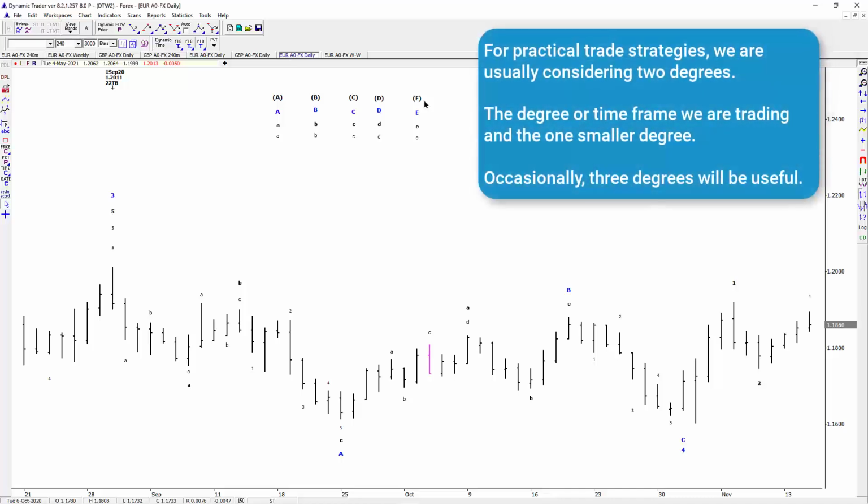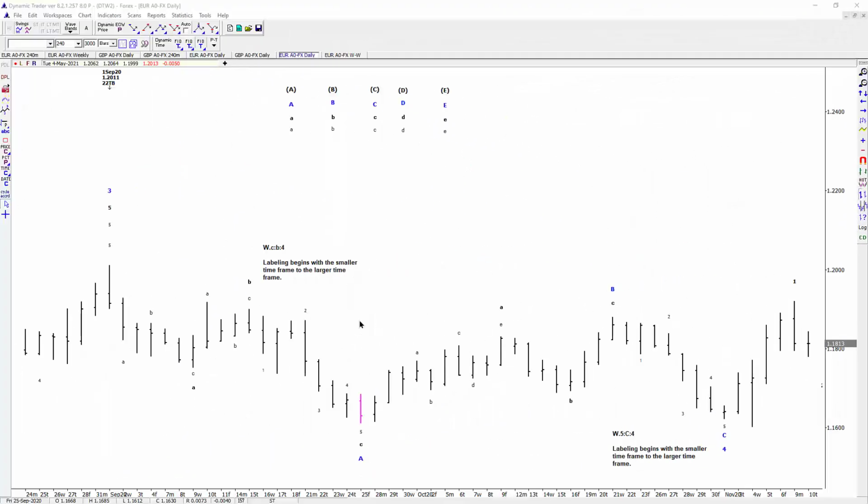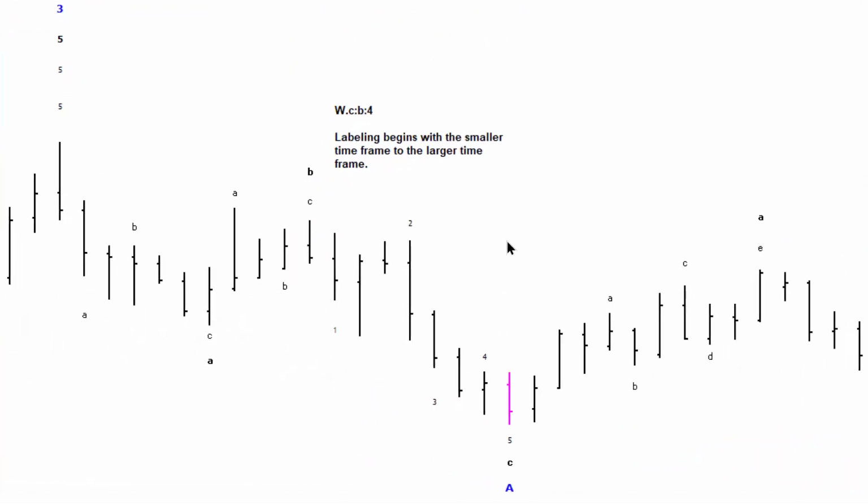For practical trading strategies, we tend to only look at 2 degrees. We look at the degree we're trading and then one smaller degree to identify the subdivisions to get an understanding and a setup for when that degree we're trading is over and ready to formulate a specific trade strategy. So if we're writing about this different wave structure and different points within the wave structure, how would we describe it? Again, we label from the smaller time frame to the larger time frame.